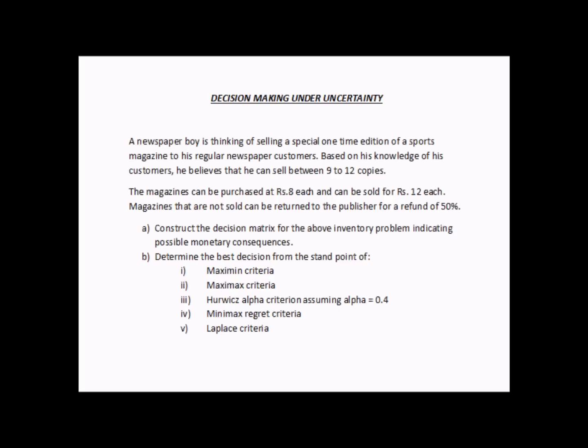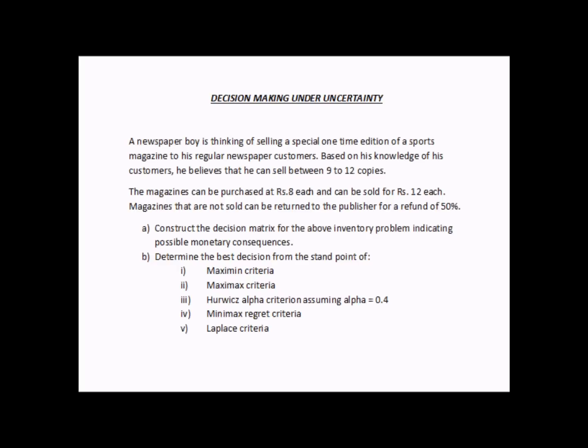Magazines that are not sold can be returned to the publisher for a refund of 50%. So if the newspaper boy purchases a magazine which he is not able to sell, then he can go back to the publisher and return the magazine, but he loses 50% of the value. So what that means is that he is purchasing each magazine at 8 rupees, and if he is not able to sell, when he returns it back, the publisher will give him only rupees 4. So in other terms, he is losing 4 rupees.